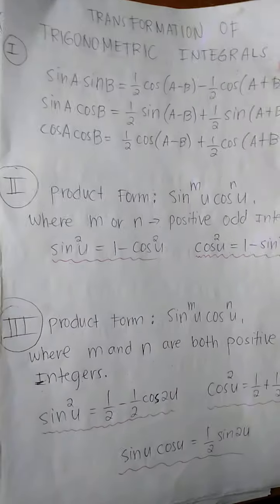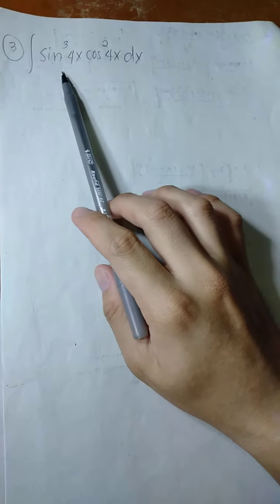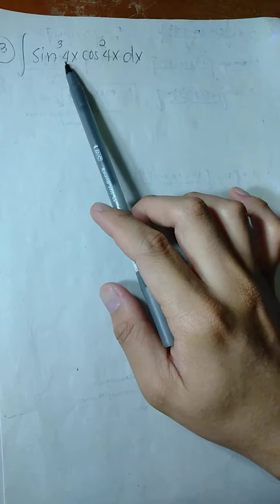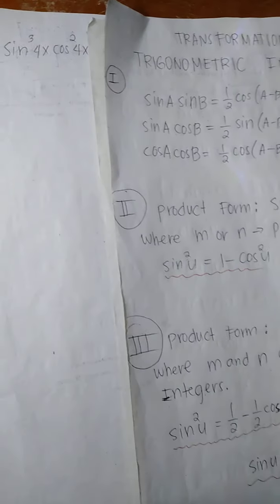Okay, so in this case, let's look at it. Our sine is raised to the third power, and 3 is an odd number, an odd integer. So in this case, the transformation that we will use is sine squared u is equals to 1 minus cosine squared u. So this is what we will use.